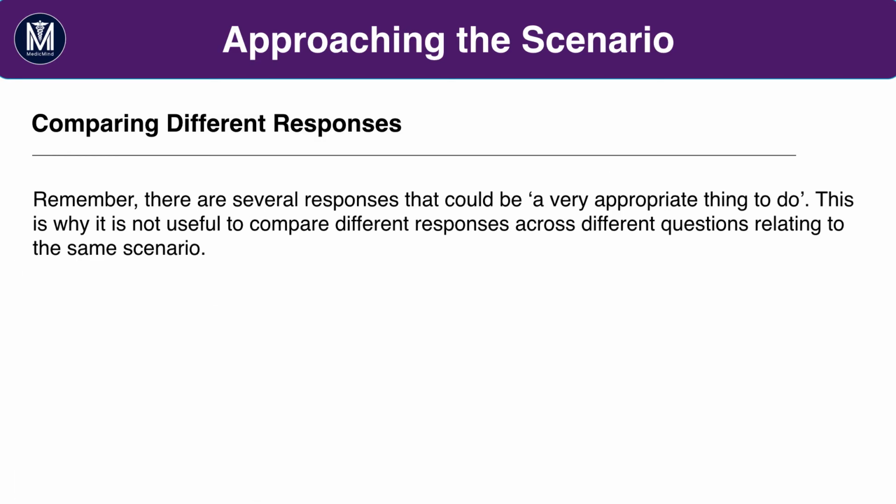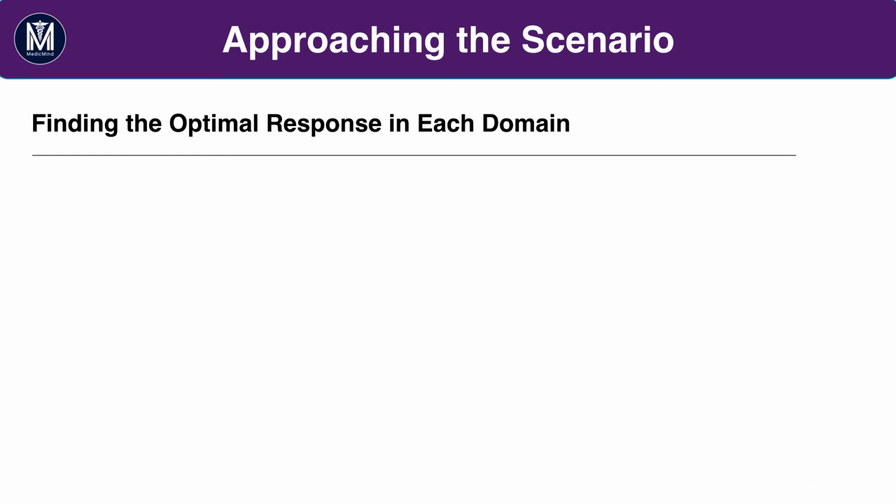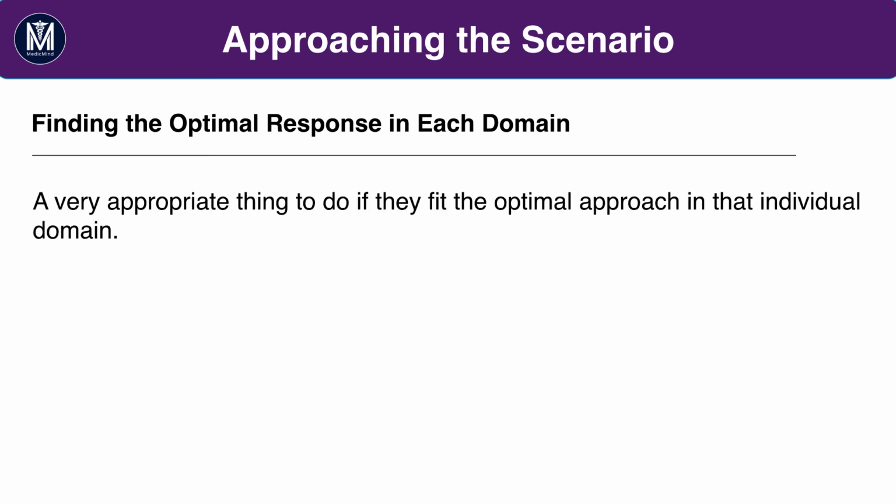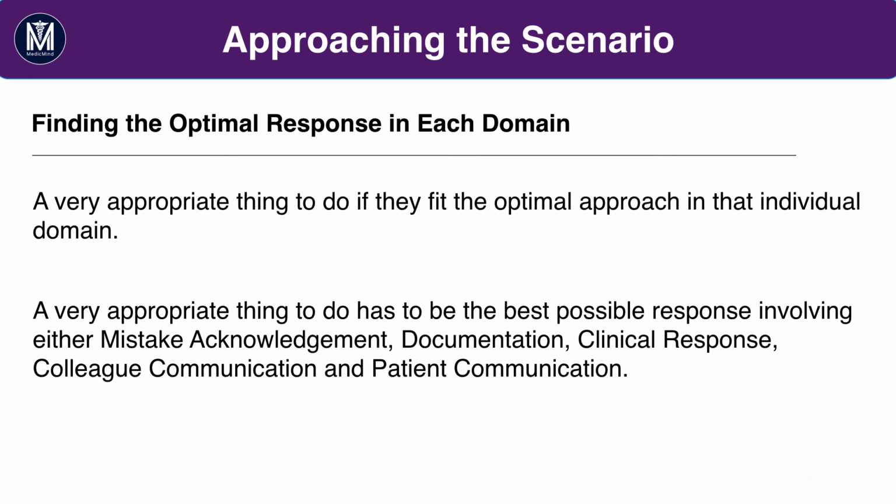Just to reiterate, do not try and compare different responses. As we've just shown, there could be a very large number of responses that could be a very appropriate thing to do. So that's one thing that you cannot do at all. Now, we've established that you should take each domain as a separate response, but for each of the 5 domains listed, the response in each domain should be taken as a very appropriate thing to do only if it fits the optimal approach in that individual domain. In other words, a very appropriate thing to do has to be the best possible response involving mistake acknowledgement, or documentation, or clinical response, or colleague communication, or patient communication.